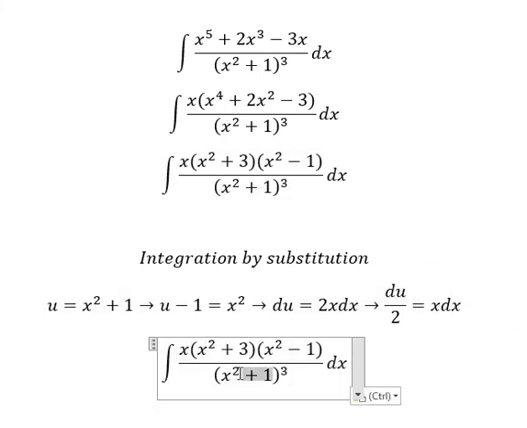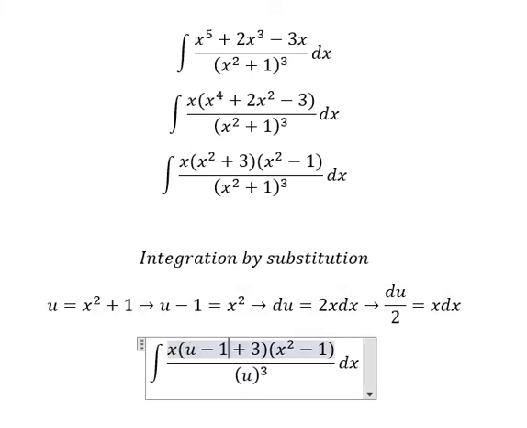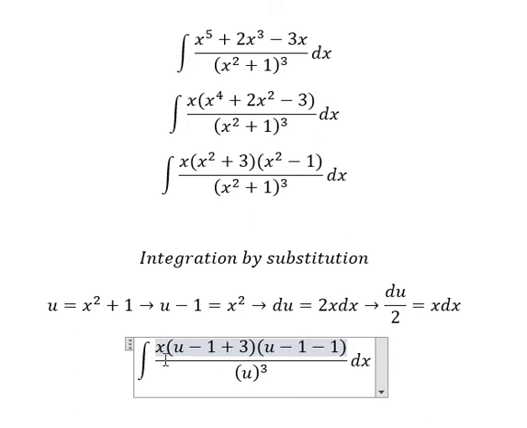So this one we change by u. This one we change for u minus 1. This one we change for u minus 1. s ds we change for du over 2.